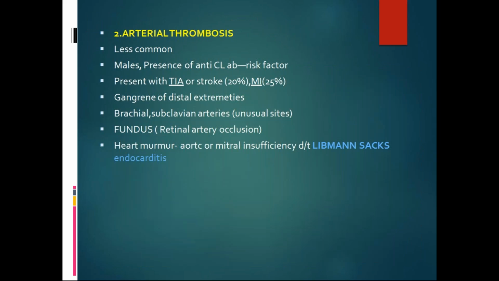And what are the consequences of arterial thrombosis? It is usually a less common phenomenon than venous thrombosis. As I already said, whenever anti-cardiolipin antibodies are present, they might lead to arterial thrombosis. Patients present with TIA, meaning transient ischemic attack. You must know what a transient ischemic attack is. A transient ischemic attack is one having symptoms of stroke but resolving within 24 hours. There can be speech abnormality, or any fall, or any loss of consciousness attacks, or something.